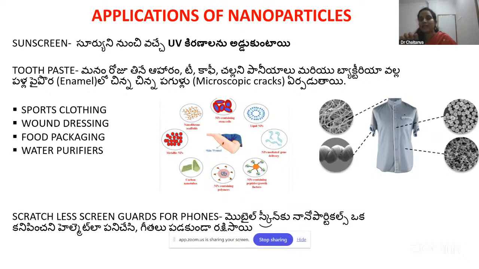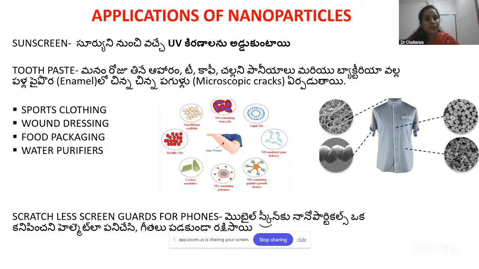Whatever cracks have been created on the teeth due to the intake of different types of food materials, by filling that crack, what happens? The enamel is protected. By the enamel being protected, what happens? The sensitivity reduces. So in that way, the nanoparticles which are there in the toothpaste will be helpful in reduction of sensitivity of our teeth. Okay, this is a day-to-day life application.